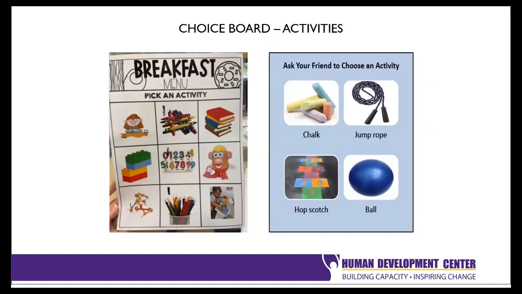Here are some more visual choice board activities. In this first one, the student is picking an activity from a menu. In the second one, the student is also picking an activity. This is a recess choice board, so more preferred activities, but again, you still want the student to have choice in which activity they complete.